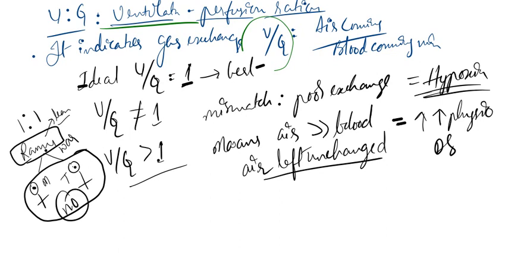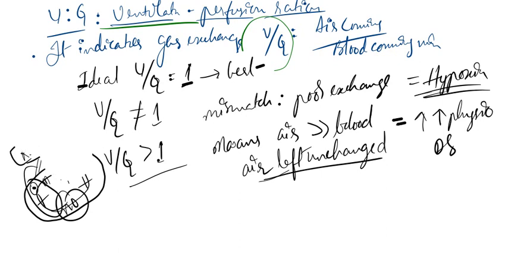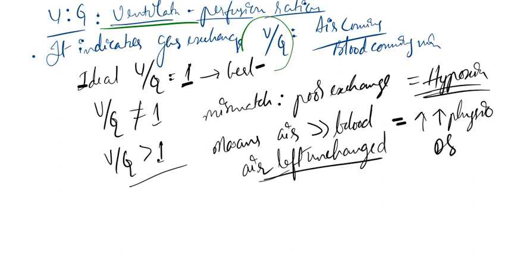So most of the air is left unchanged. Most of the wives get unsatisfied. If only one wife comes each day, then they will get satisfied, but if both wives come on a single day, they will be unsatisfied. So you got this point. If more air comes than the blood reaching the capillary, then obviously it leads to VQ greater than 1. So that implies increased physiological dead space.